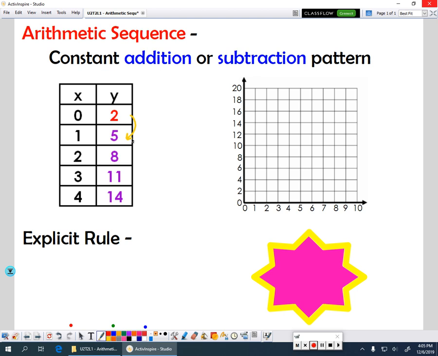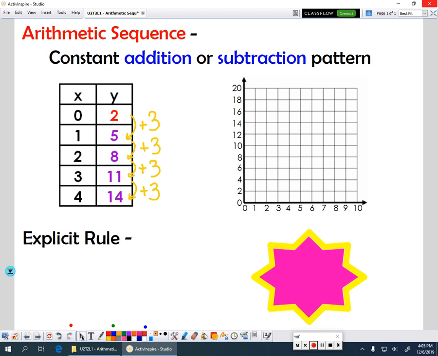So my first term is 2, my second term is 5. I can see that those terms are increasing by adding 3. And if I look at the next two terms, from 5 to 8, I can still see that they're also adding 3. And that pattern of adding 3 continues throughout this whole table. So it's a constant pattern of adding 3 throughout the table, so this is an arithmetic sequence.